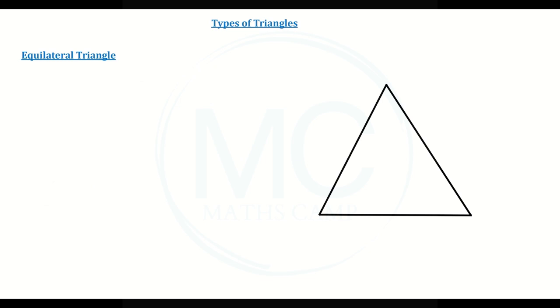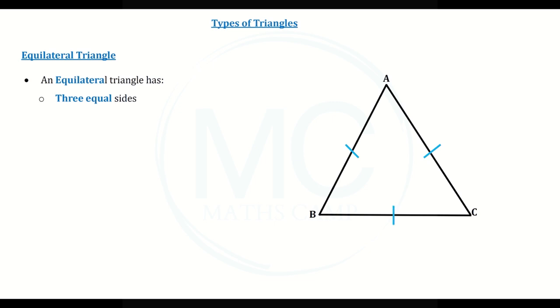Let's start with equilateral triangles. Let's draw in a triangle and call it ABC. An equilateral triangle has three equal sides. In geometry, we use a small line like this to show equal sides. Here, side AB, side AC, and side BC are all the same length.